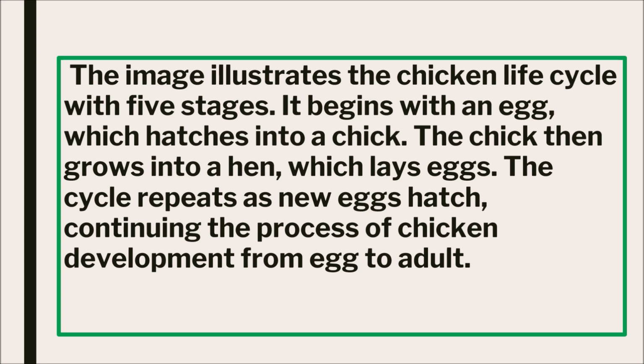The image illustrates the chicken life cycle with 5 stages. It begins with an egg, which hatches into a chick. The chick then grows into a hen, which lays eggs. The cycle repeats as new eggs hatch, continuing the process of chicken development from egg to adult.